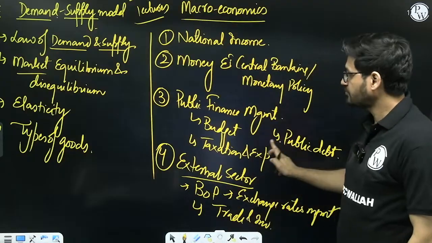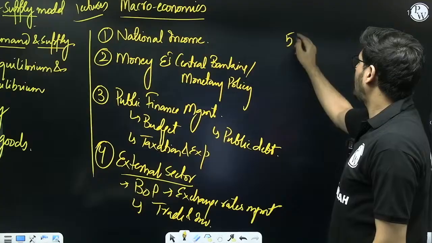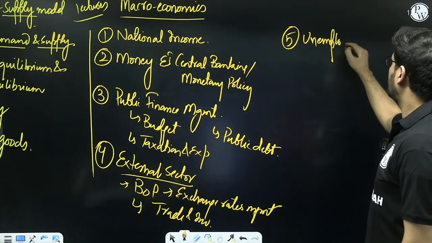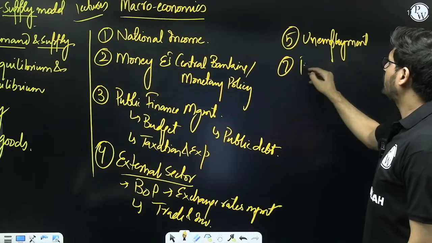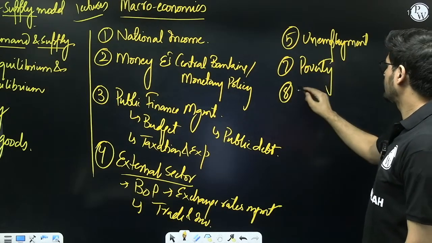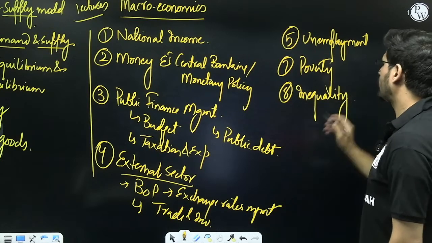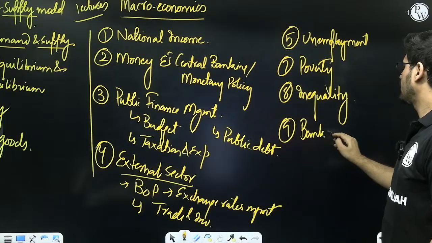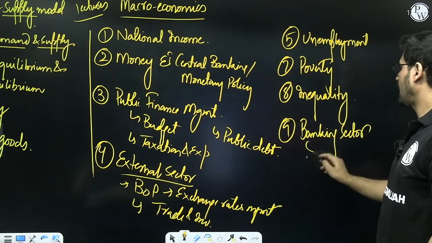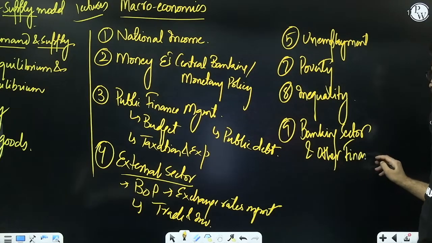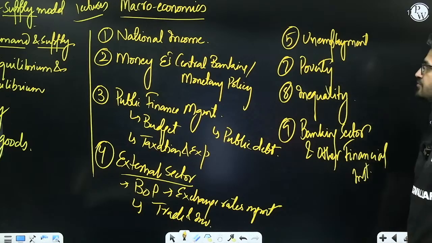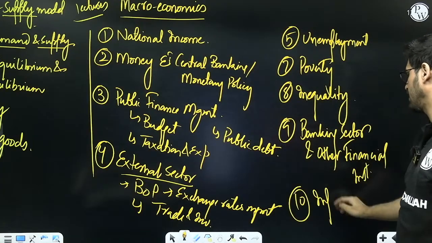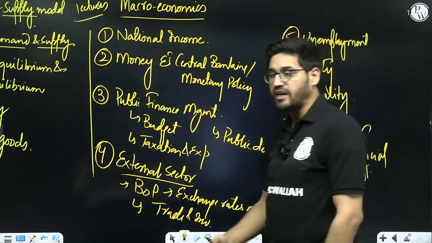Now, after this, we will of course have to pick up on some other important agents, right? We're going to be picking up on what is meant by unemployment, what is meant by poverty and inequality. We have to pick up on these. Thereafter, we can pick up on the banking sector and other financial institutions. So here: unemployment, poverty, inequality, the banking sector and other financial institutions, and one of the most important things is going to be inflation. What do we mean by inflation?